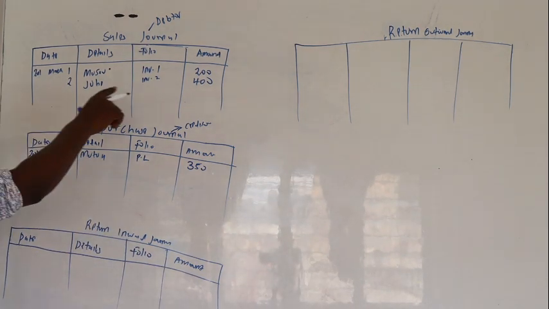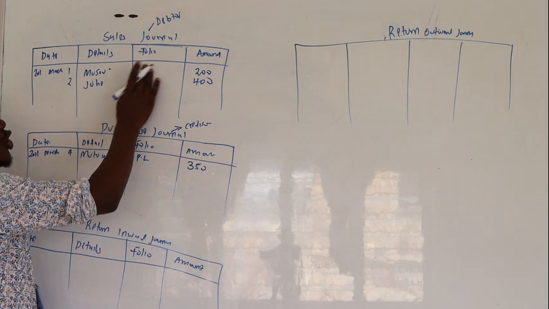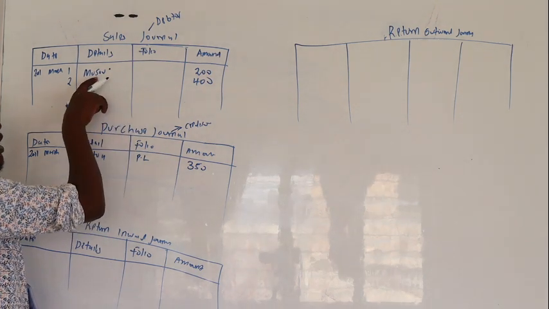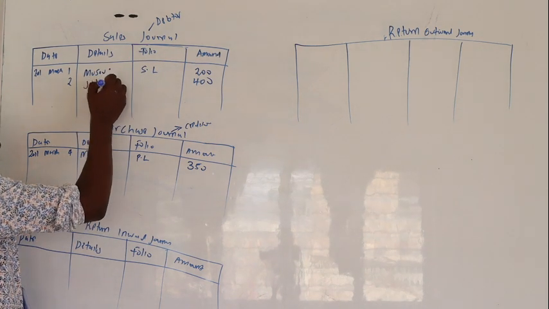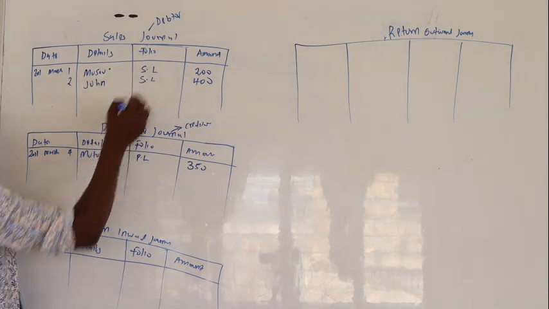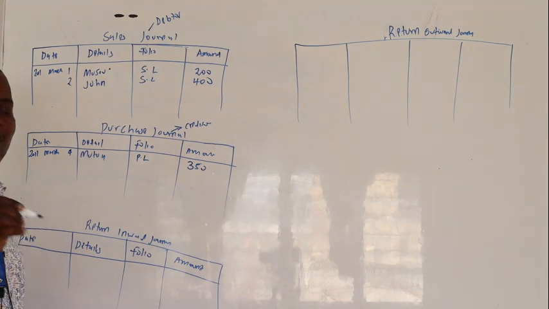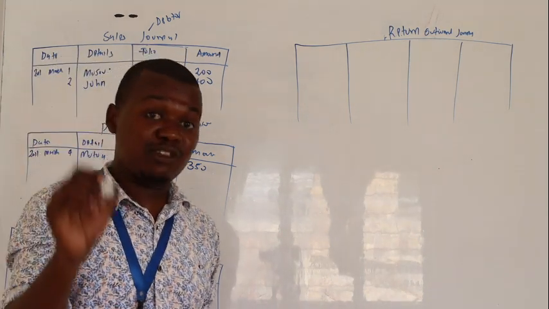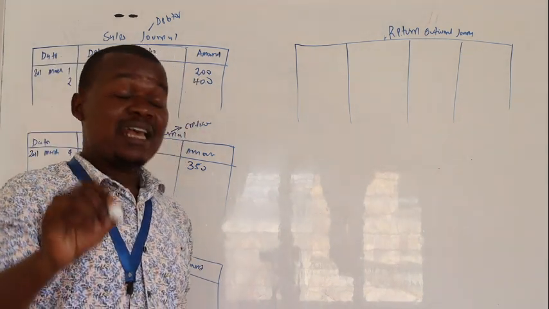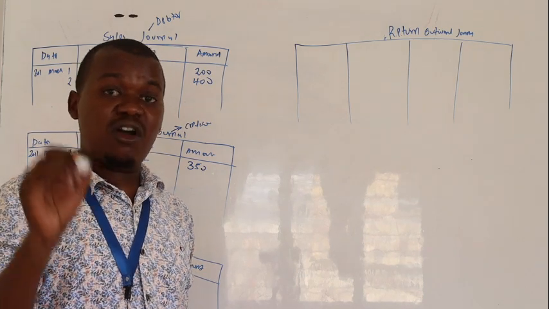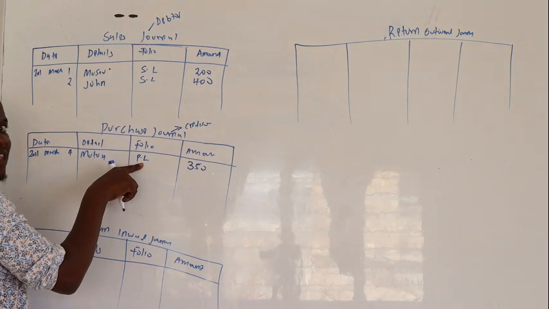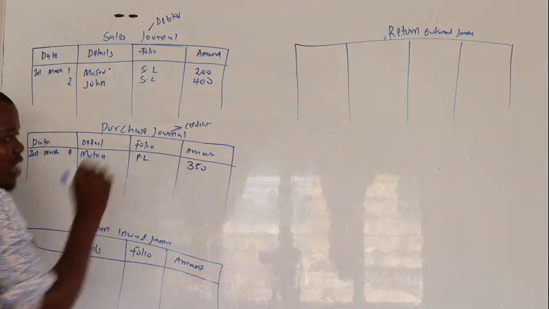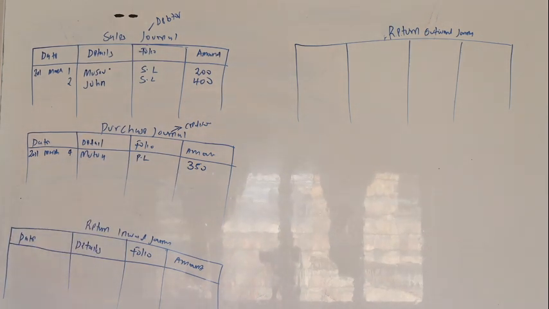Instead of using invoice, if you want to get Musau, you can get him in the sales ledger. If you want to get John, you can get him in the sales ledger. Because the sales ledger is where you record individual accounts of the debtors, while individual accounts of the creditors are in the purchase ledger. So Mutua is found in the purchase ledger at 350.